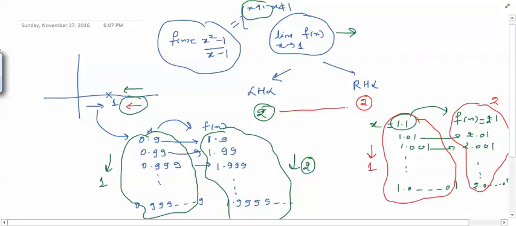Okay, now the left hand limit and right hand limit are the same. It means that the limit of the function at x is equal to 1 is 2. Okay, but this is not always the case. We do have functions, for example, consider this function f of x is equal to 2 when x is greater than 1 and minus 2 when x is less than or equal to 1. If you draw the graph of this function, it will be something like this.